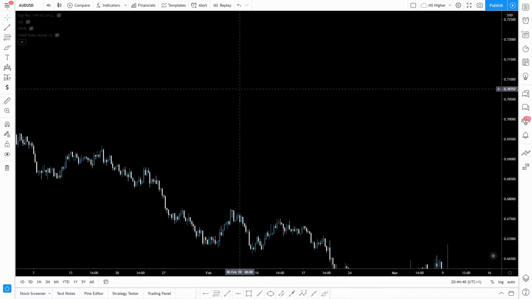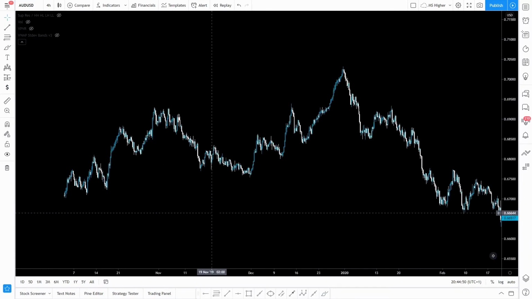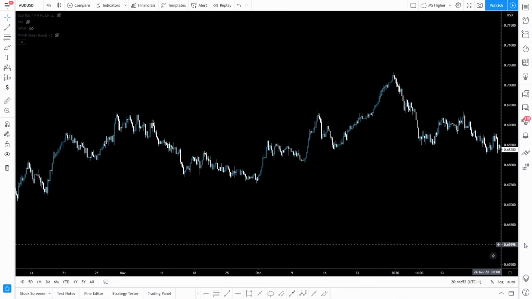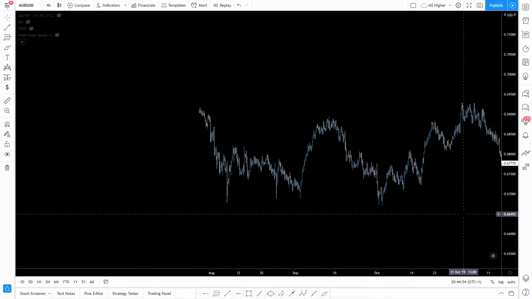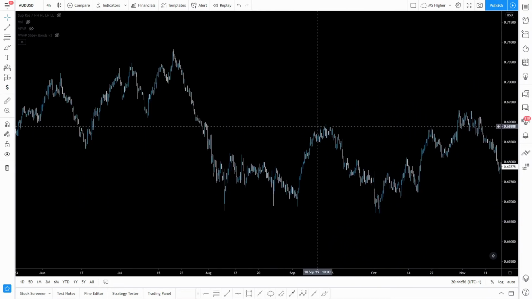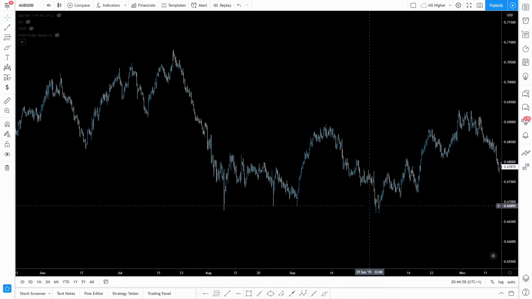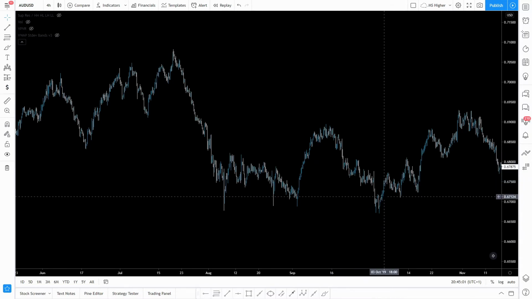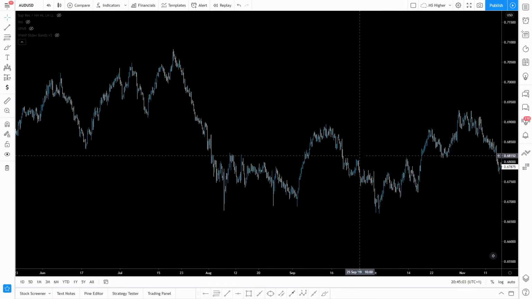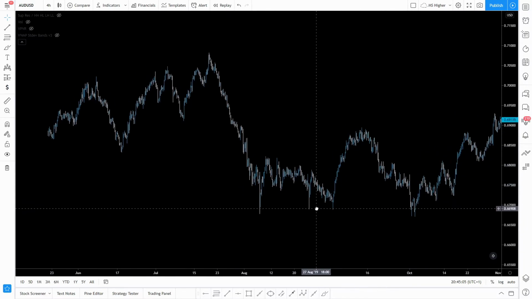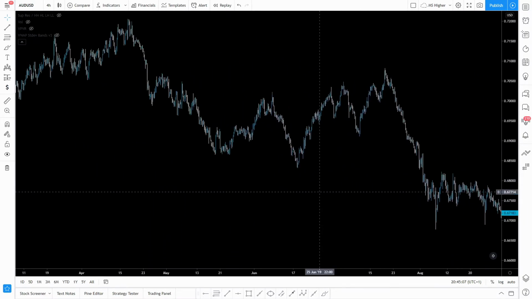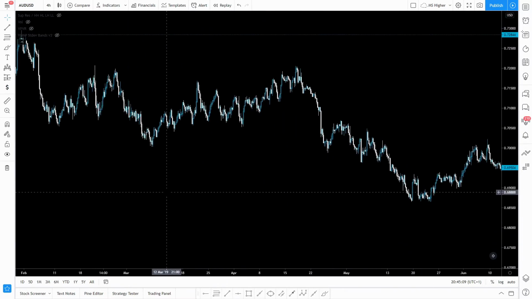Cup and handle as well. We've got a cup and handle. I never really trade cup and handles. Let's see if we can see anything. Yeah, see this right here. Come down. So that'll be an inverse cup and handle here, but it's not really a proper one, to be honest. But yeah, I don't really like trading them for some reason.